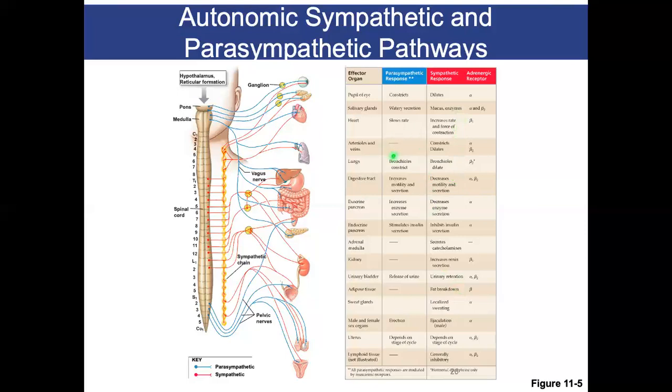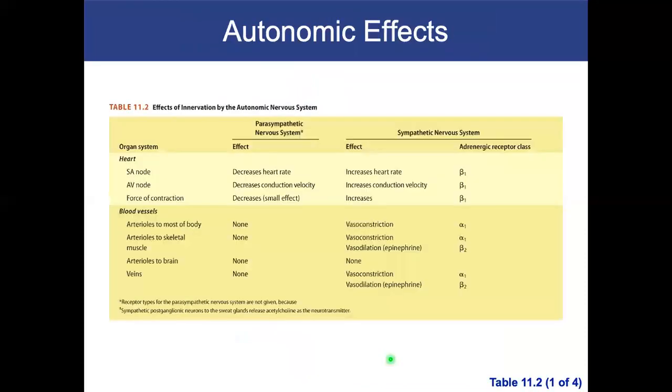Notice how arterioles and veins don't have a parasympathetic nervous system synapsing with them. Same thing with adrenal medulla, your kidney, and your adipose, and your lymph tissue. Here's a comparison of these. So heart, sinoatrial node, atrioventricular node, and force of contraction. When the sympathetic nervous system is triggered, it's going to increase heart rate, conduction velocity, and force of contraction via beta-1 adrenergic receptors. Parasympathetic nervous system is going to drop heart rate, conduction velocity, and force of contraction.